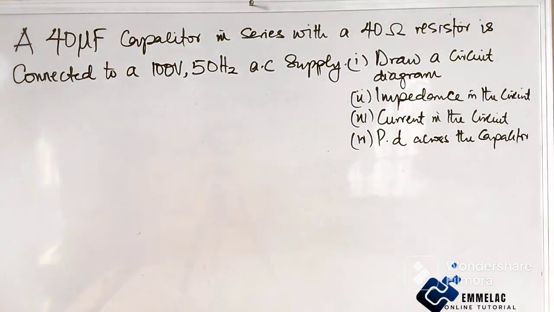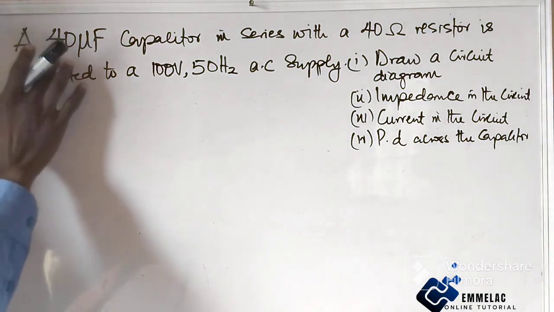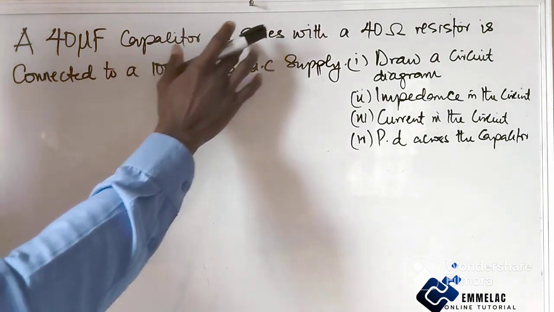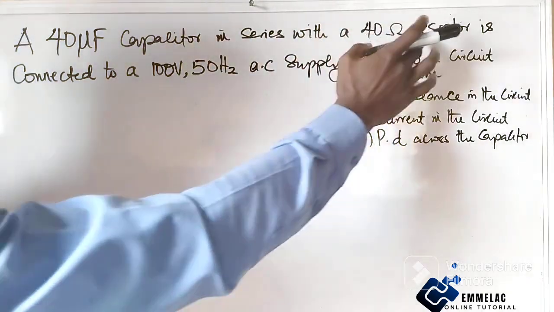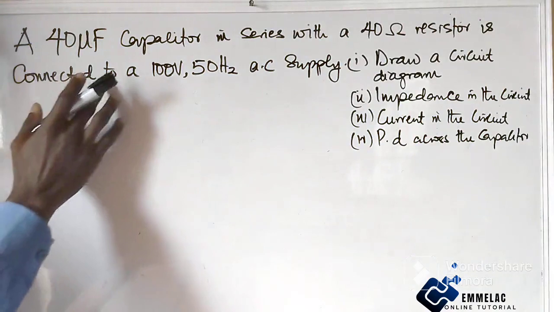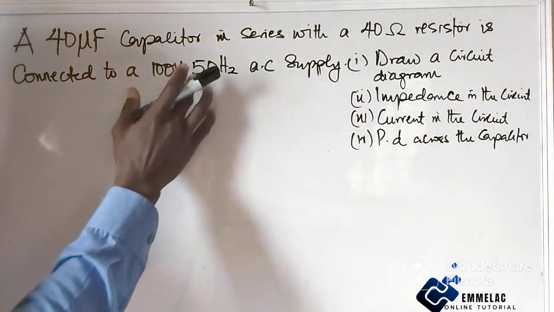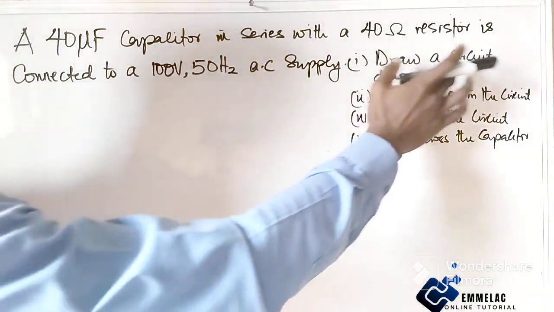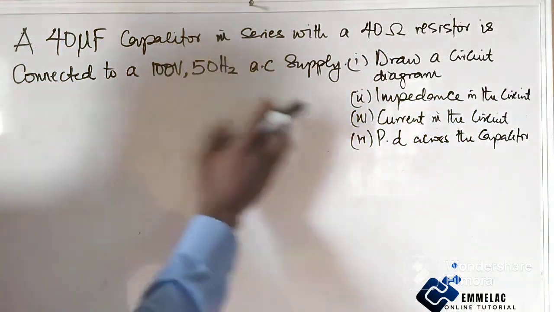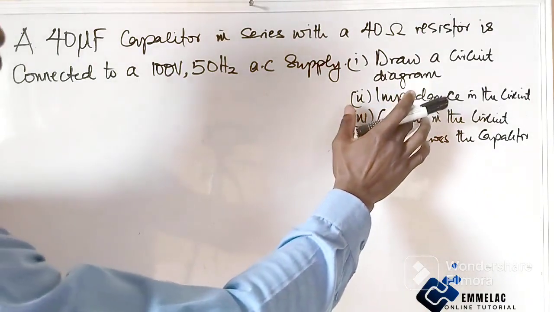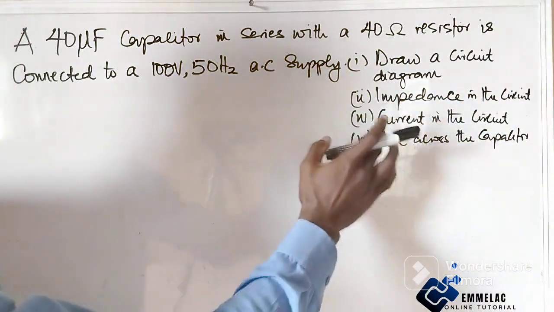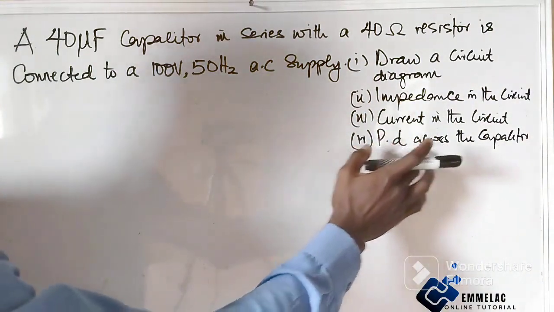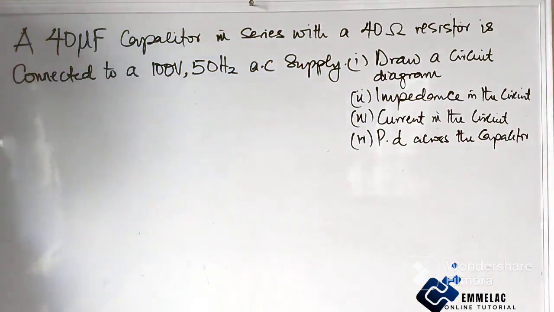Before us is this physics question that says a 40 microfarad capacitor in series with a 50 ohm resistor is connected to a 100 volt 50 Hz AC supply. Now the questions are: draw a circuit diagram to represent the question, calculate the impedance in the circuit, also calculate the current in the circuit, and the PD, which is the potential difference across the capacitor.